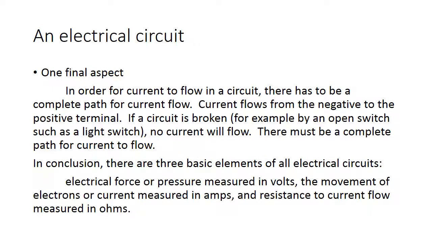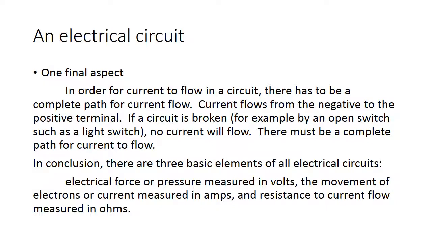Okay, so we've covered the basic aspects of an electrical circuit. We talked about the 3 elements. One final aspect that I wanted to talk about: in order for current to flow in a circuit, you have to have a complete path for the current to flow. If there's any break in the circuit, then there will be no current flow. And this assumes that we're talking about a series circuit for the moment.